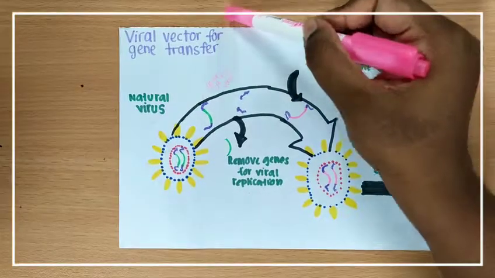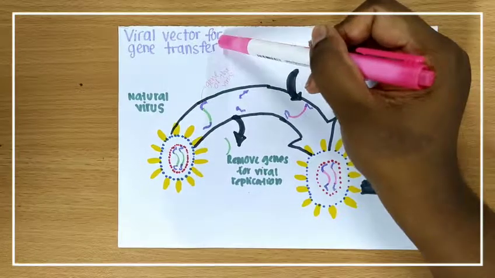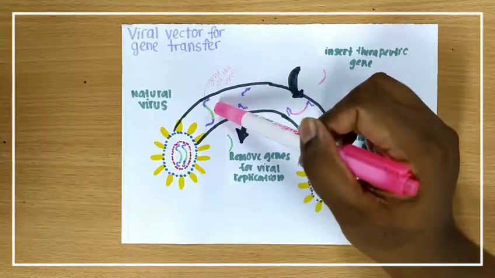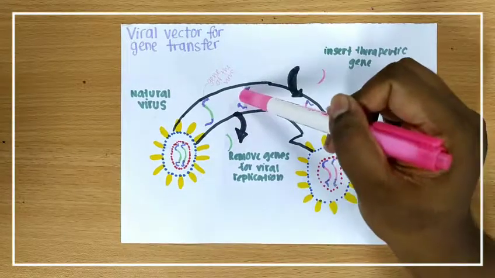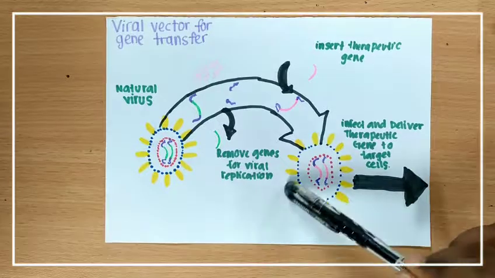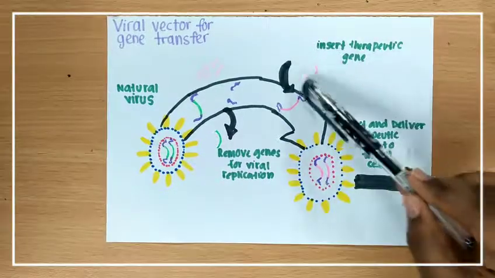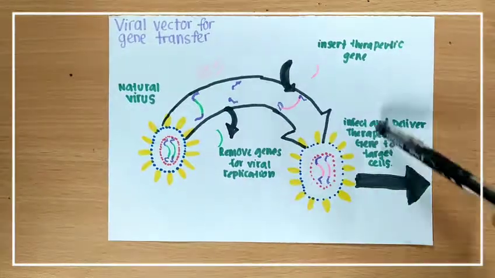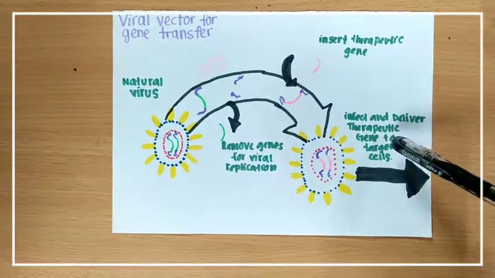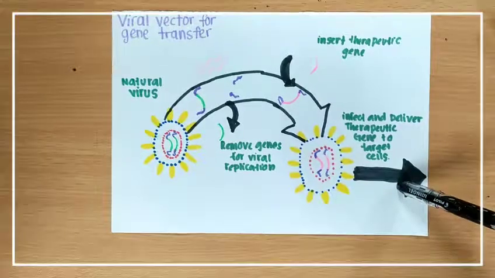Okay, now I'm going to explain viral vectors for gene transfer. This is the natural virus and this is the gene of the virus. The gene will be removed for viral replication. Once the viral replication is done, the therapeutic gene will be inserted. Now the virus is ready to infect a plant and the therapeutic gene will be delivered to a target cell. This is how the genetic transformation process occurs from viral vector and also from Agrobacterium tumefaciens.